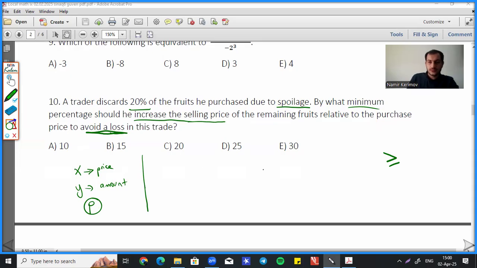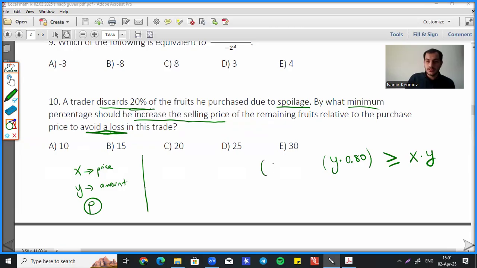So when the price was X and the amount was Y, X times Y will be the total cost. And after the trader discards 20%, the amount decreased. Decreasing by 20% means we can show that like this, Y times 0.80. It's the amount after decreasing 20%.